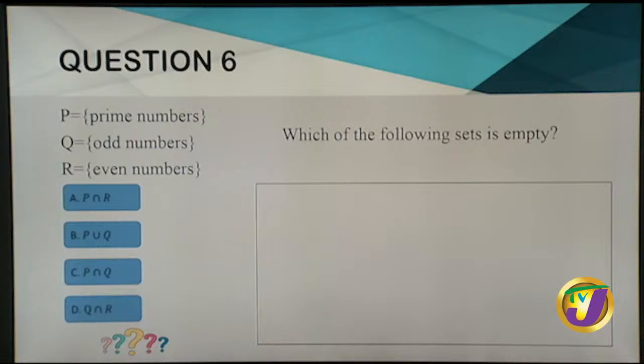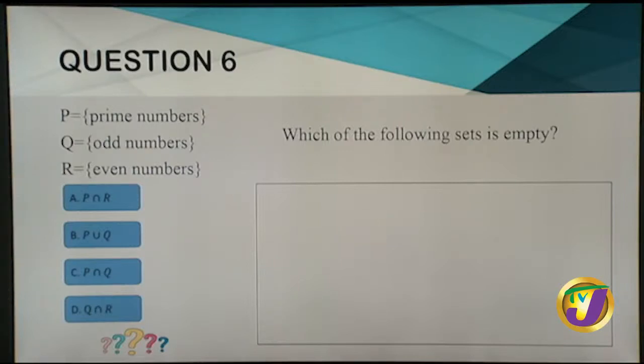So let's move on quickly to question 6. Okay. So we have 3 sets here. P, prime numbers, Q, odd numbers, and R, even numbers. Now, which of the following sets is empty? And these are our options.